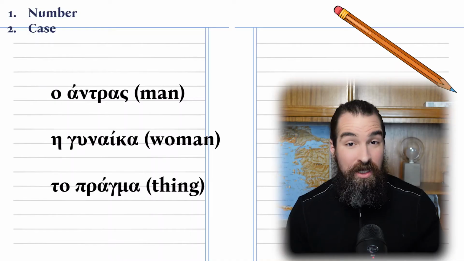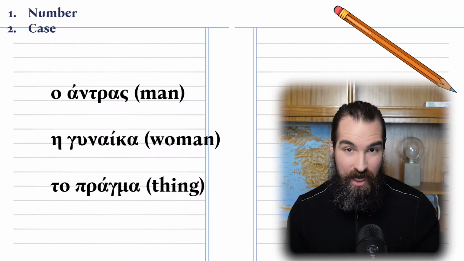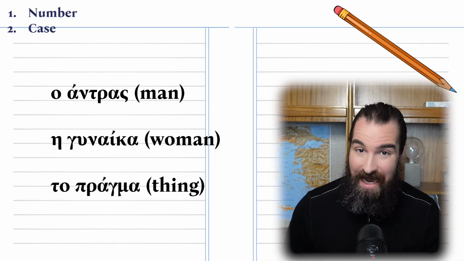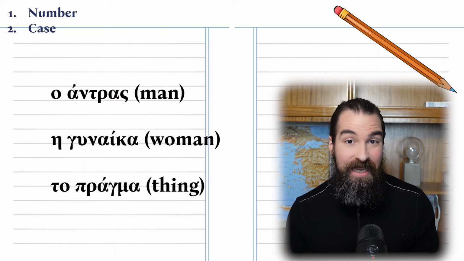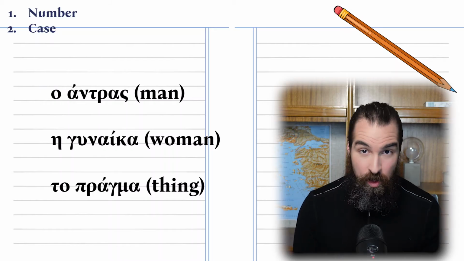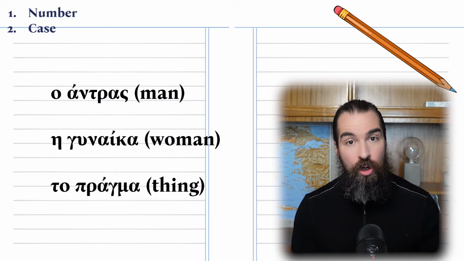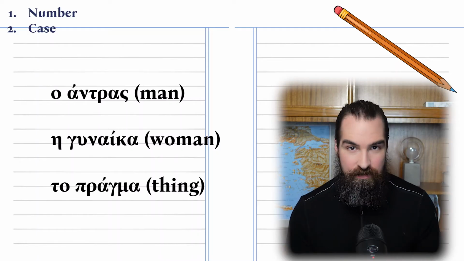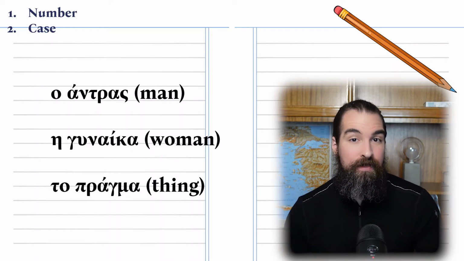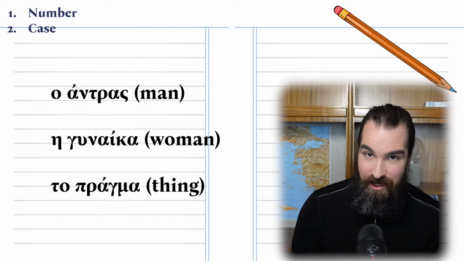So, we know that a noun tells us the number. The second thing that's in a noun is the case. Now, let's look at three Greek words. We have the word o andras. That means man. We have the word i gyneka. That means woman. And we have the word to pragma. That means thing. All of these words are nouns, but there's something that differentiates them.